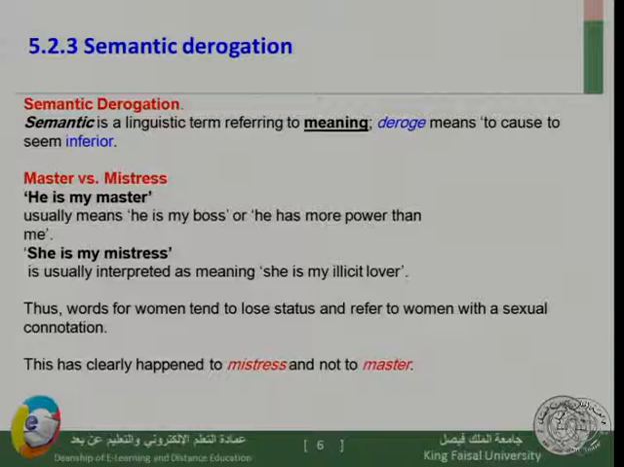So words used for women, when compared with words used for men or masculine words, lose their status and refer to women with a sexual connotation. This has clearly happened to the word mistress, which refers to a female, rather than to master, which refers to a male. So what we are trying to show is that certain terms in the English language show sexism toward one sex rather than the other. In this example, it shows sexism towards women, but not men.